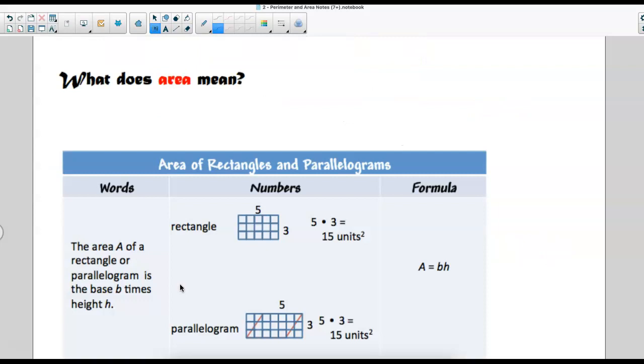Then, area. What does area mean? The space inside the object? Yeah. Okay. Area is the space inside of the object. So it's covering the object. Okay. So area is actually the number of squares it takes to cover an object.